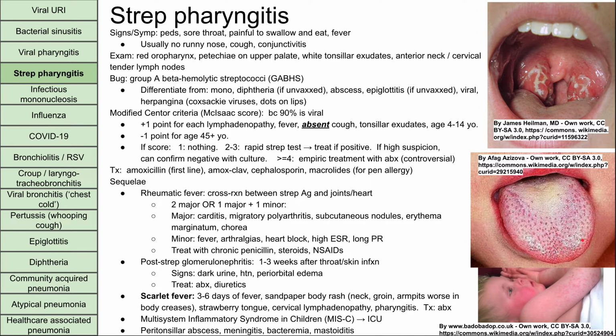That's a picture of scarlet tongue. This is that sandpaper body rash. This kid has it on the cheeks and arms. And they can also get cervical lymphadenopathy and the same throat pharyngitis from the strep throat. The treatment for scarlet fever is antibiotics.